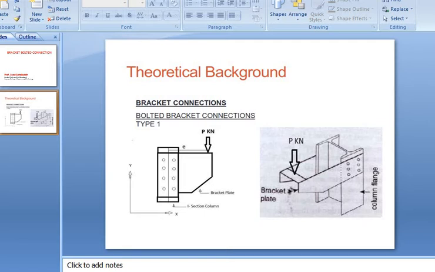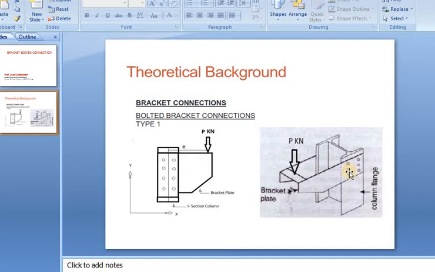Here there is a column flange, a column I section. Here you can see the vertical I section. This I section has been connected with the help of this bracket plate, with the help of these bolts. Here there are six bolts, it is just an example. Here the bracket has been connected to this I section with the help of bolts.